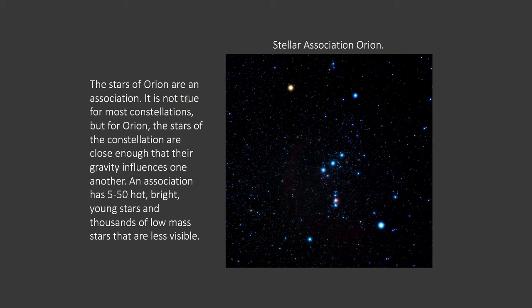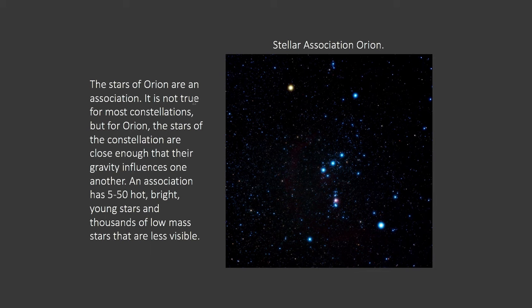Now, a stellar association, we have the constellation Orion. Now, as I mentioned before, constellations are not always star clusters, and it's not usually star clusters even. But it is true for Orion that they are part of the same group. They're close enough so that they have some gravitational influence on one another. And an association like this, like Orion, has between 5 and 50 hot, bright, young stars, and then thousands of lower mass stars that are less visible.